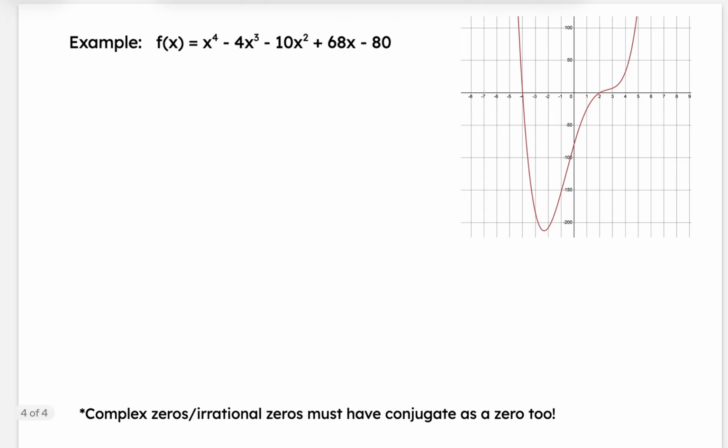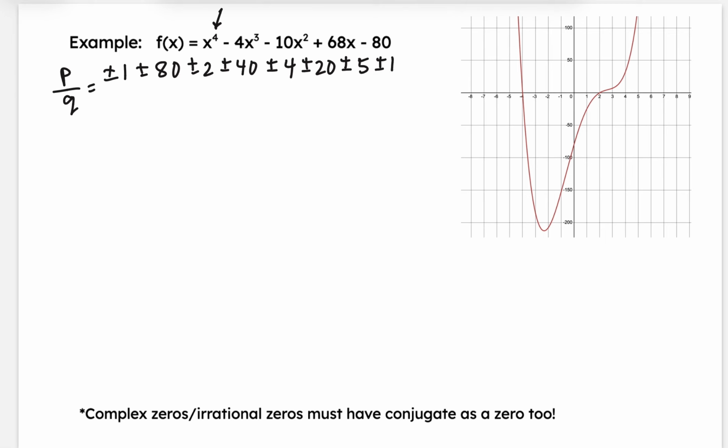Okay, let's look at our next example. So same thing, we're going to go through the same process. This one is also a 4th degree polynomial, so that tells me I should have 4 zeros again. So we're going to start with our P over Q list. This time it's 80. There's a lot of numbers that multiply to 80. I'm not going to do this one in order. I'm going to go 1 and 80, 2 and 40, 4 and 20, 5 and 16. And there might be more, but let's start with that for our list.